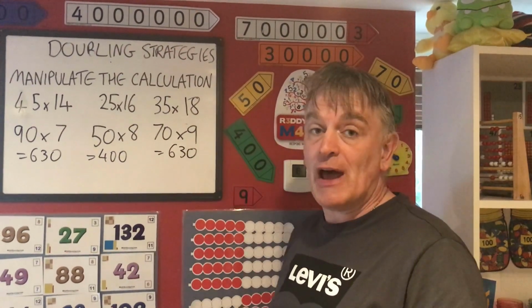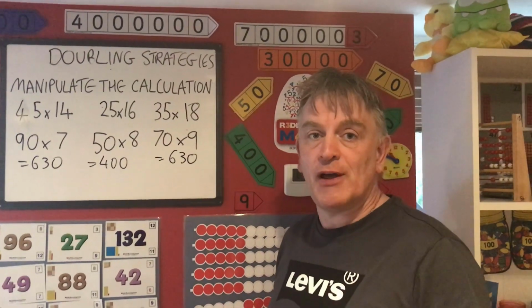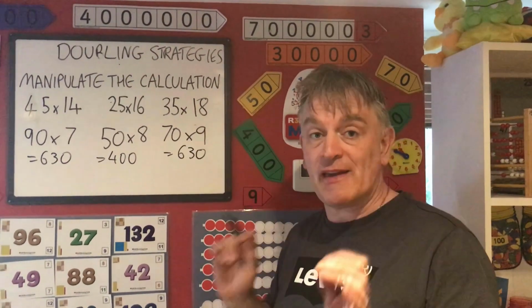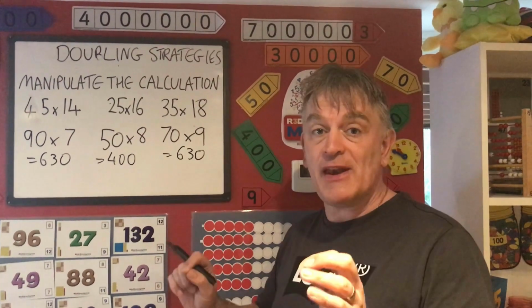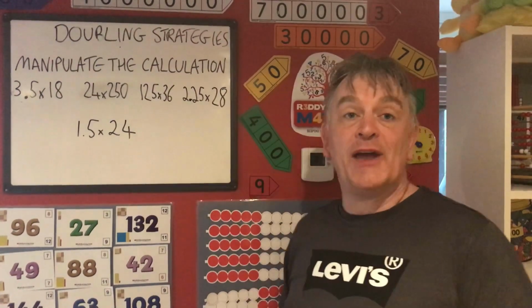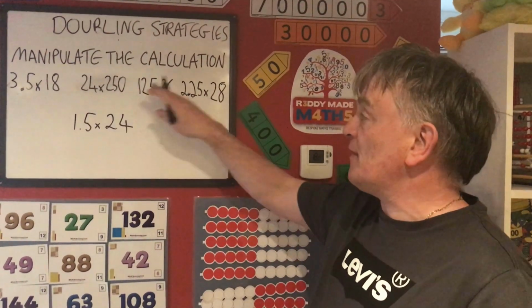I'm going to pause the video now. I'm going to write 3 more calculations on the board for you to have a quick go at. Then we're going to have a look at the PowerPoint and look at how this strategy can be extended with other types of numbers as well. Just looking at a decimal example as well before you have a go at these 4.